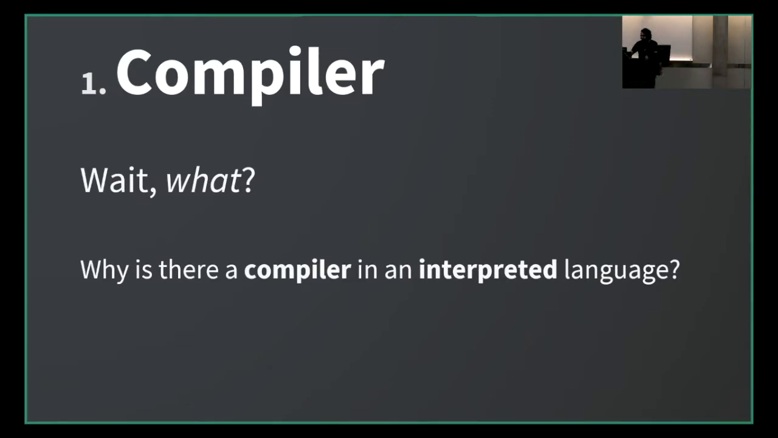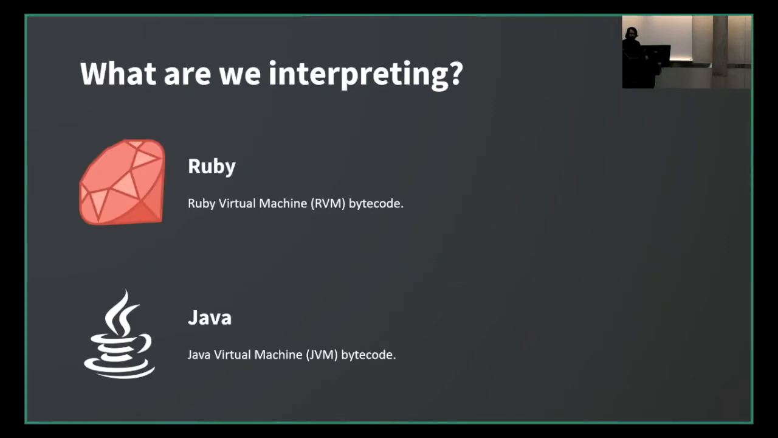That is true, but in reality, what we are interpreting in an interpreted language is not actually the source code of the language itself. So for example, in Ruby, you're not actually interpreting the Ruby code. The Ruby code gets turned into the Ruby virtual machine code, and then that gets run on a Ruby virtual machine. Same thing for Java. You're not actually interpreting the Java code when you run the JVM. You're running a bytecode that the Java code was compiled into.